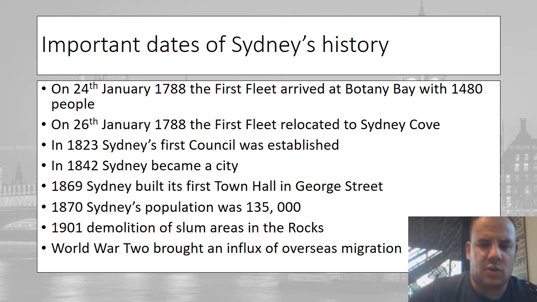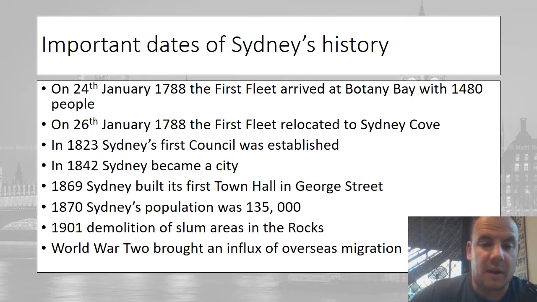Obviously, it's a long history. Certainly before 1788, Aboriginal people used Sydney simply because of the deep harbour. It was a good source of food, as well as shelter, and there would have been certainly Aboriginal farming methods used in the area.